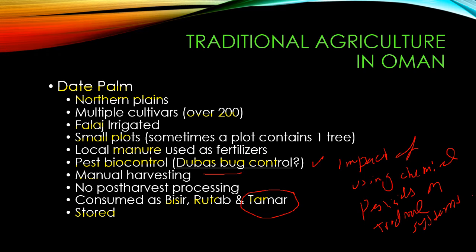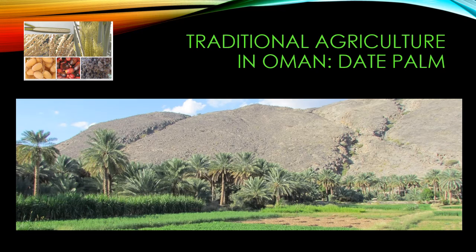So these small baskets are used to store dates for the rest of the year. And here is an example of a traditional farming system that involves the date palm. And you can see date palm is a major crop in Oman. It's actually the largest fruit crop in Oman. It constitutes 80% of all fruit produced in the country, and it is a huge significance. Almost 50% of all agriculture in Oman is actually date palm.